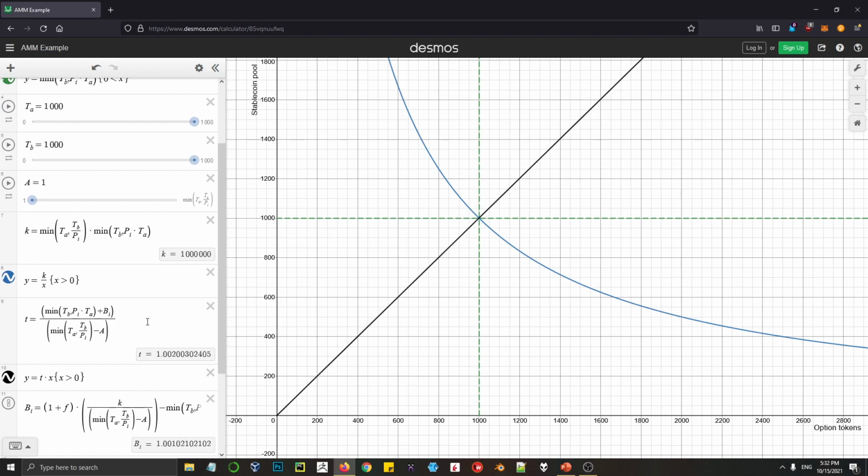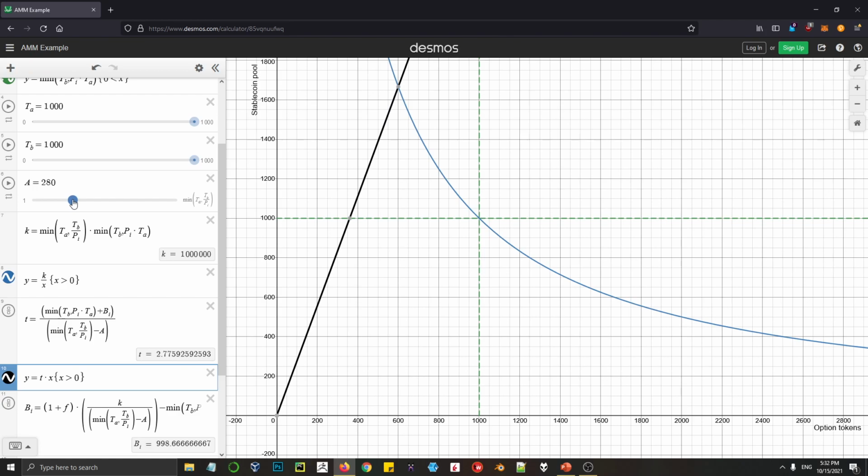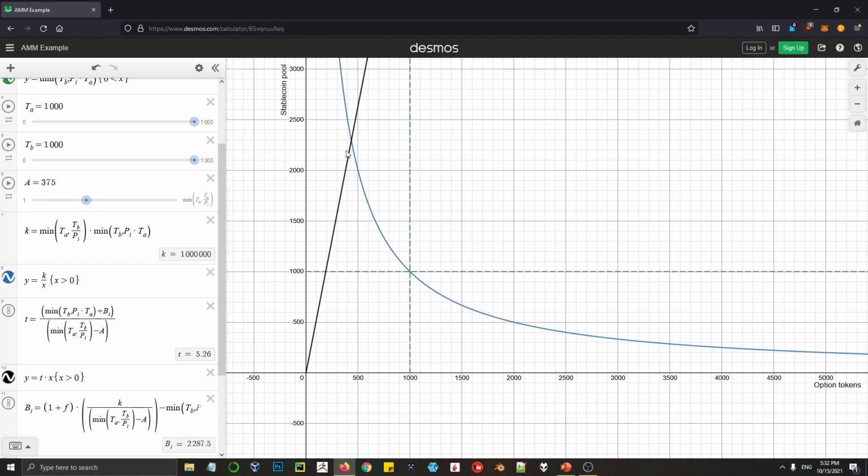The other important thing to note is the mechanism in which the AMM updates due to just the buying and the selling. This is this formula right here, T, and it is the black line. So as more people buy more and more, let's say they buy 375 options, you can see that for each purchase, there is a higher and higher impact.